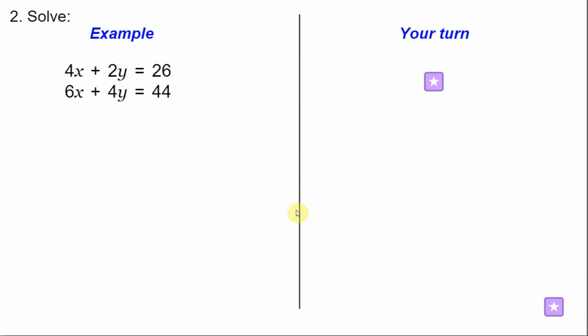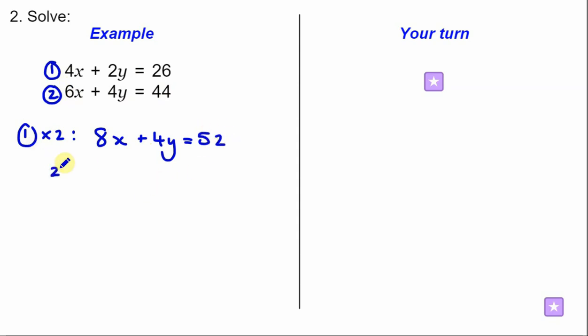So, let's go into some examples with algebra, which are more commonly seen. So what do you think we might do with this? I always like to, with simultaneous equations, label my equations. So that's equation 1, and that's equation 2. So I can say, well, I'm going to do equation 1 multiplied by 2. And that gets me 8x plus 4y equals to 52. And then I'm going to write equation 2 below it.